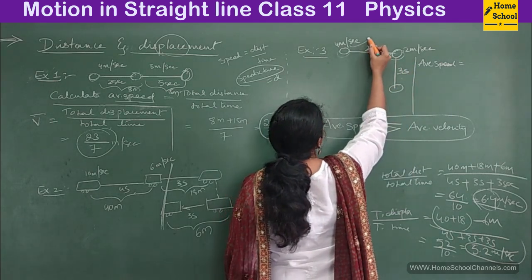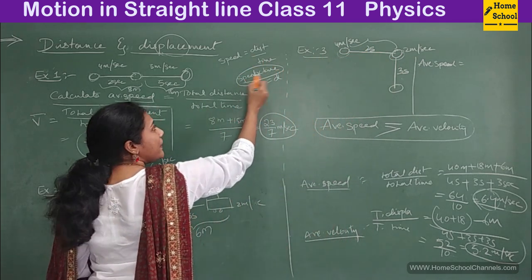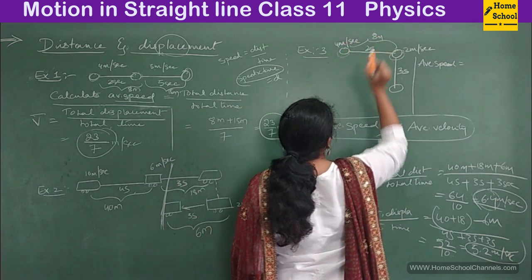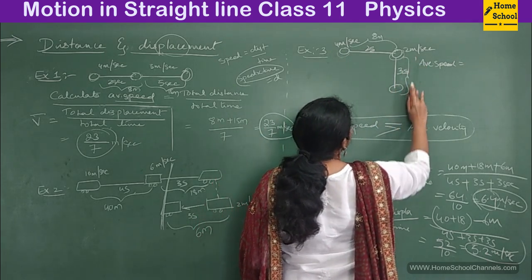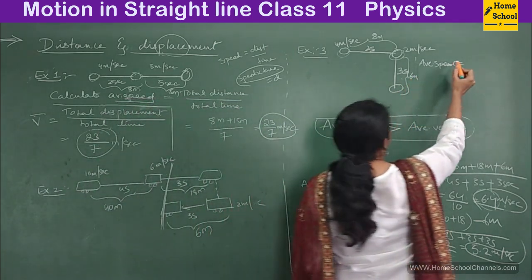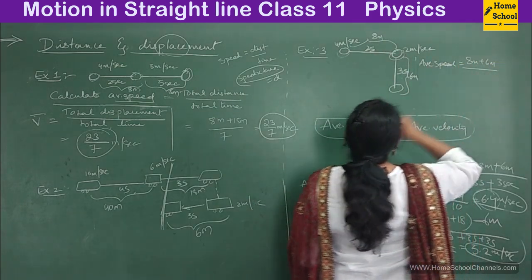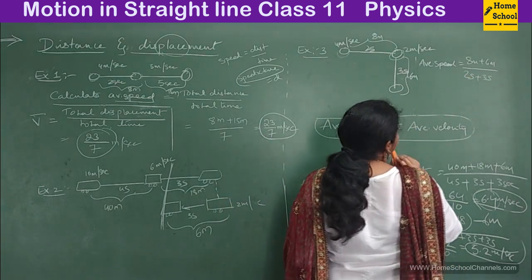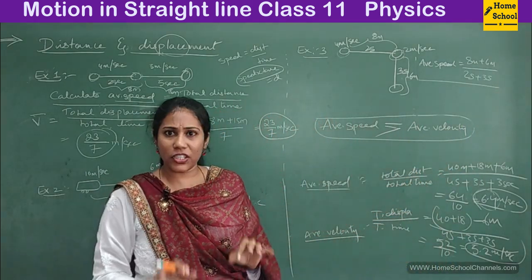So what is the distance here? You see here distance is always speed into time, right? So 4 into 2, 4 2s are 8 meters is the distance. And here what is the distance? 2 into 3, that is 6 meters is the distance. So average speed: total distance is how much? 8 meters plus 6 meters, divided by total time, 2 seconds plus 3 seconds. Right? So this is how you will calculate average speed. Average speed calculation is much easier.